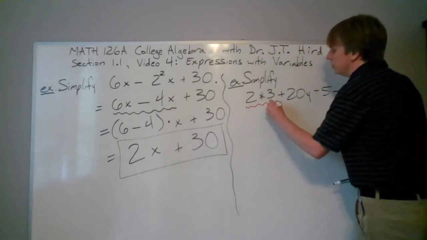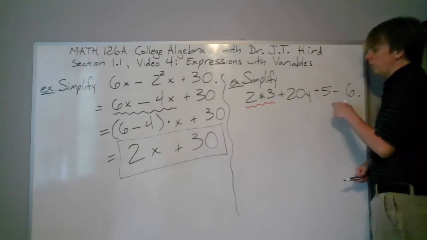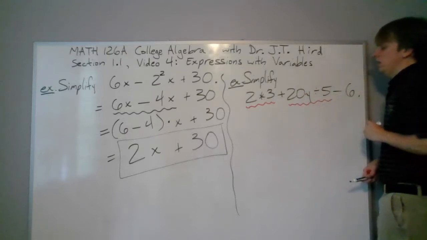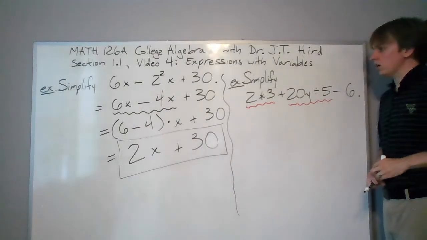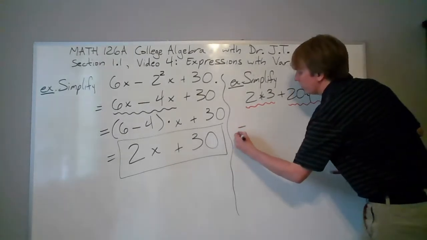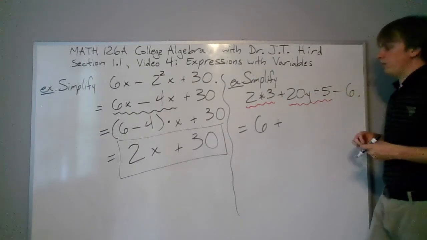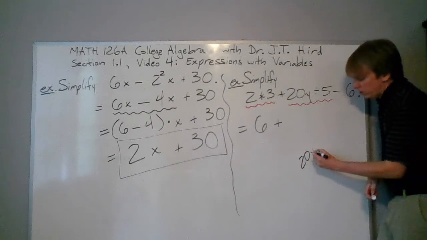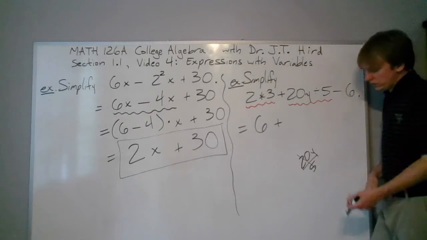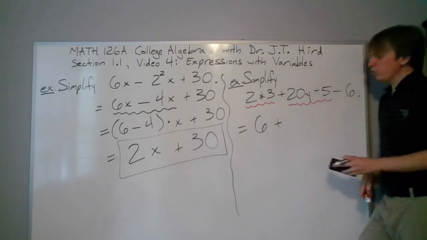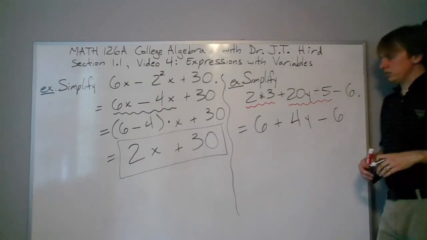So we have a 2 times 3. We have 20y, which is an implied multiplication, and then divided by 5, which is a division, and then that's it. That's all the multiplications and divisions that I see. So let's work on them from left to right. 2 times 3 would be a 6. Then 20 times y divided by 5 we should be able to cancel a 5, or say that's 20 fifths times y. The 20 divided by 5 is going to end up spitting out a 4. So we'll have 4y minus 6.